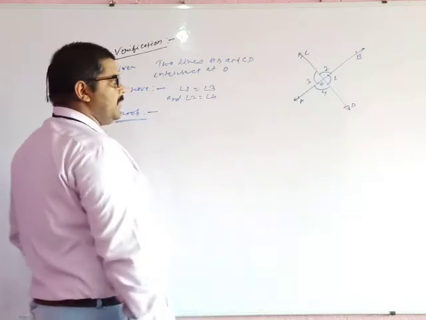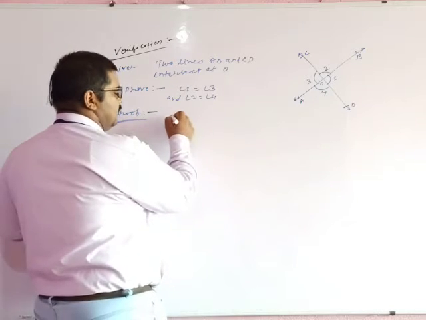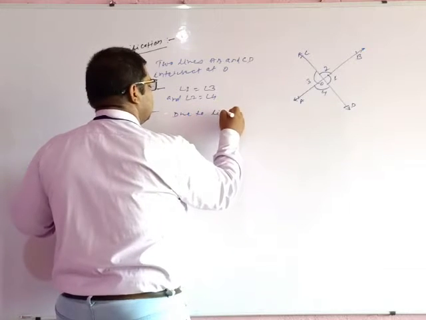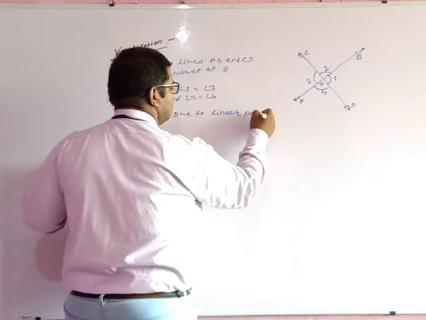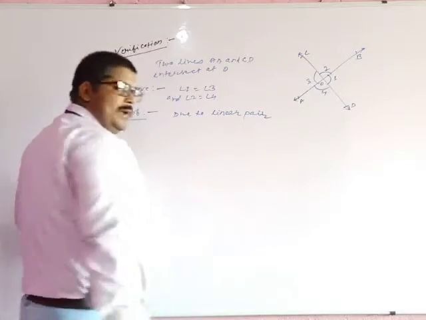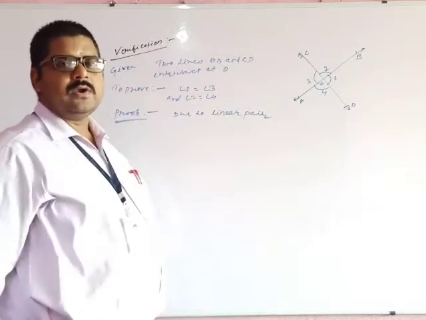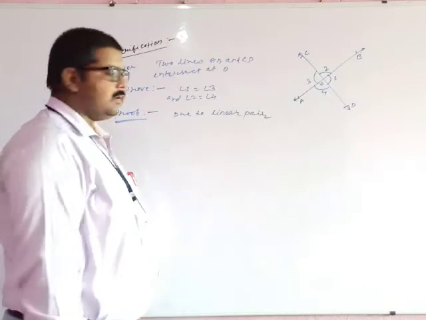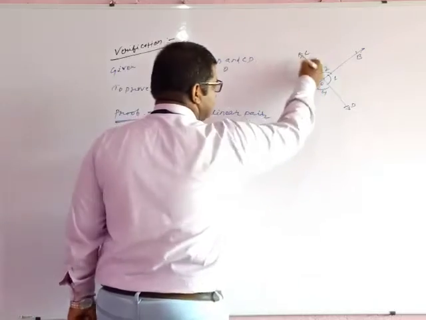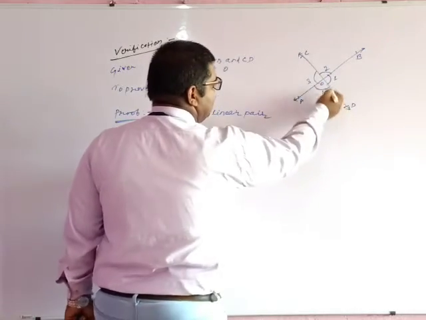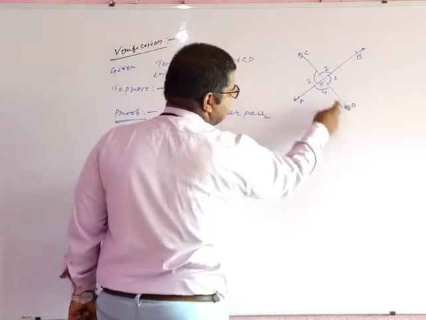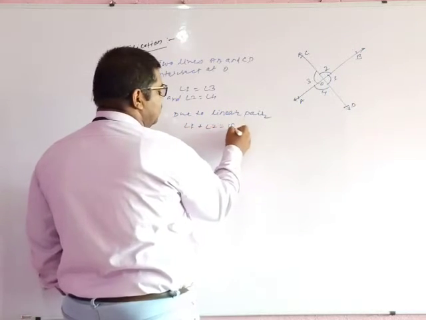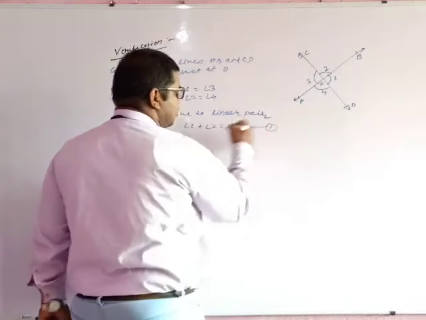My dear students, you know very well that due to linear pair, two adjacent angles whose sum is equal to 180 degrees are known as a linear pair. And you can take that this is the straight line CD, and OB stands on this CD, and due to linear pair you can write angle 1 plus angle 2 is equal to 180 degrees.